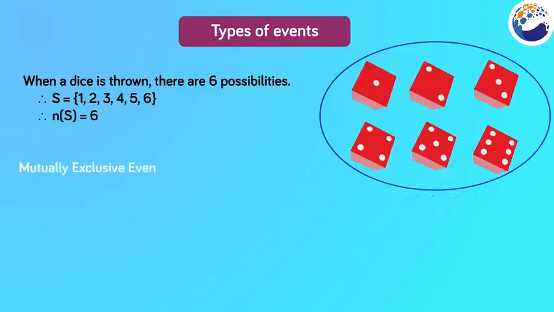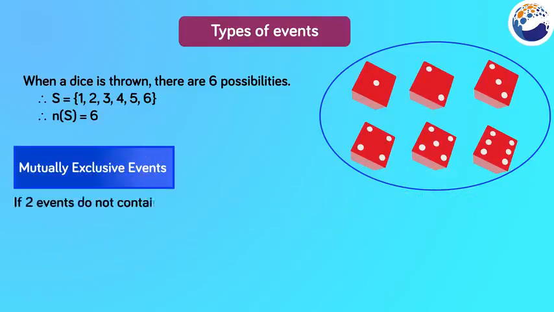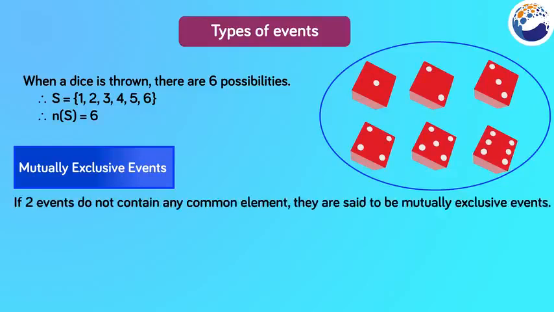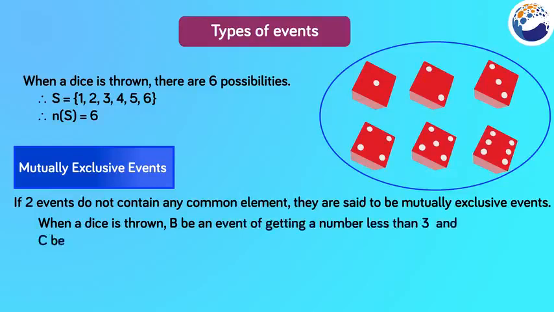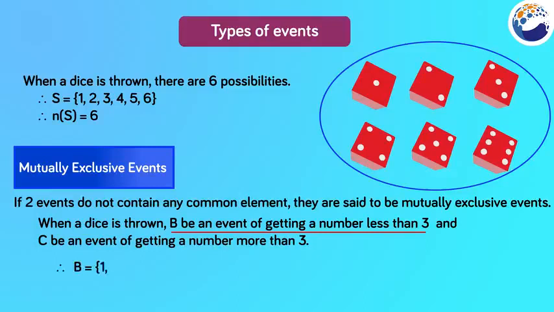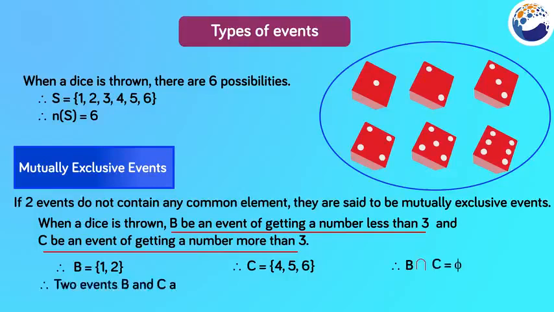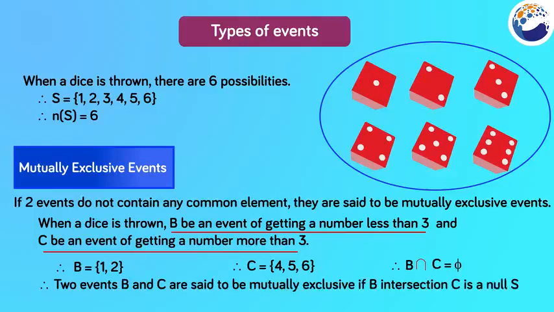Mutually exclusive events. If 2 events do not contain any common element, they are said to be mutually exclusive events. Example, when a dice is thrown, let B be an event of getting a number less than 3 and C be an event of getting a number more than 3. B is 1 and 2. C is 4, 5 and 6. Sets B and C do not contain any common element. In short, 2 events B and C are said to be mutually exclusive if B intersection C is a null set.